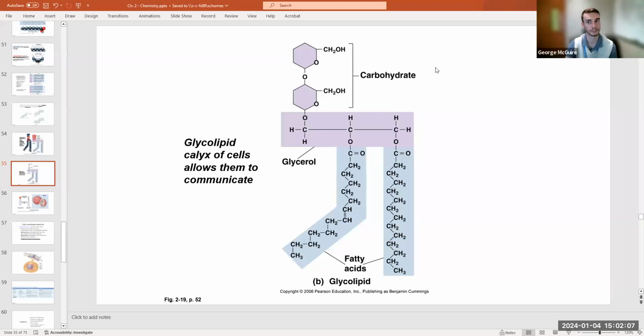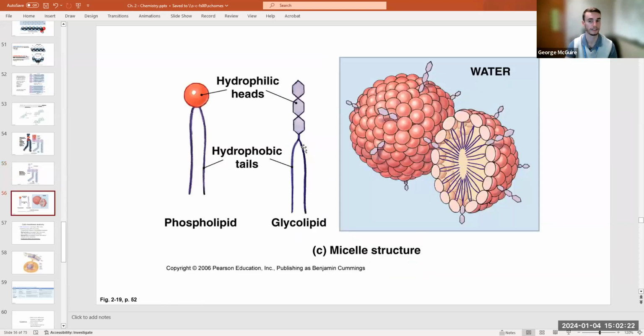And this is what is used for cells to recognize each other, essentially, as neighbors, or to form an extracellular matrix that holds two cells together, like in a tissue, through these carbohydrates that are poking out of the membrane. So this is our glycolipid here, and you can see those carbohydrates sticking out, those ring structures, with the fatty acid tails embedded into the membrane, essentially.